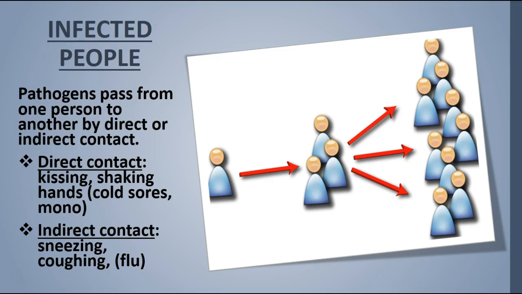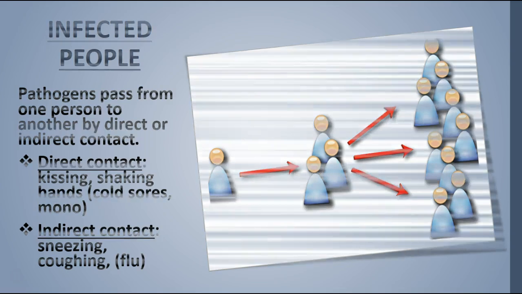And pathogens can also spread from person to person through indirect contact. And this would mean that you're not directly touching a person, but you're in close proximity to that person, and let's say you cough or you sneeze. And the cold and the flu spread in this manner.